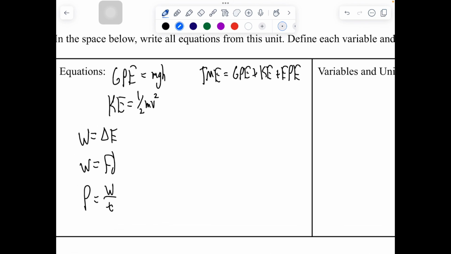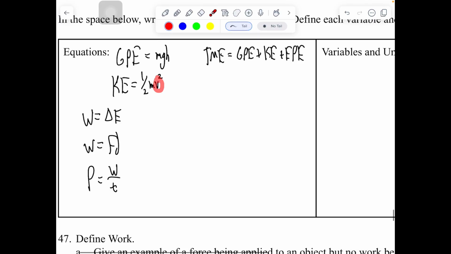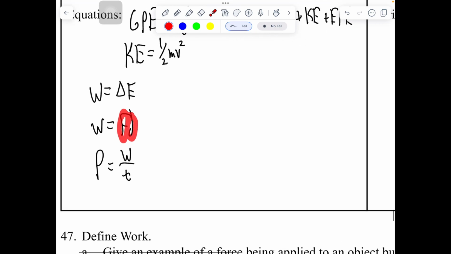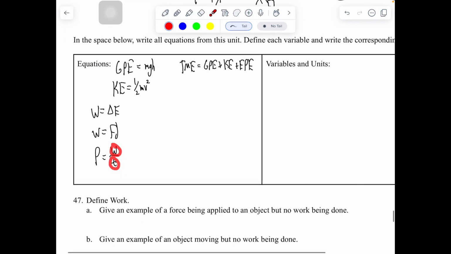Lots of variables. Let's talk through them. M, mass, measured in kilograms. G, acceleration due to gravity, measured in meters per second squared. Height, height of an object off some ground or off the point you decide to call 0, measured in meters. Velocity, measured in meters per second. Energy, or work, measured in joules. Force and distance, force measured in newtons, distance measured in meters. Power measured in watts, work in joules, time in seconds.